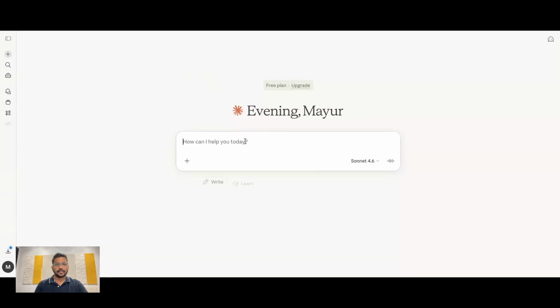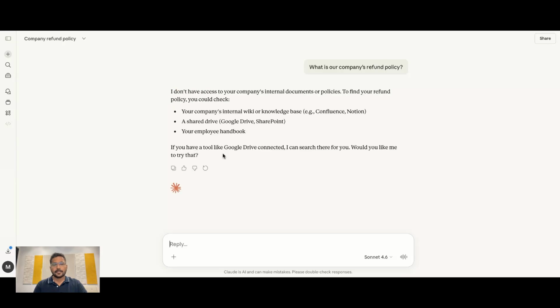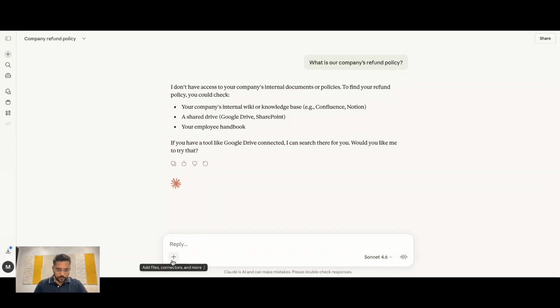Yeah, so let's ask this question to Claude. What is our company's refund policy? Yeah, so as expected, it will not be able to tell you that. It is saying I don't have access to company's internal documents or policies. Okay, so someone will say that I can upload the document from here and I'll get the answer as expected.